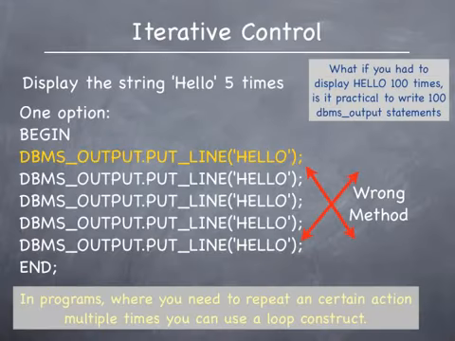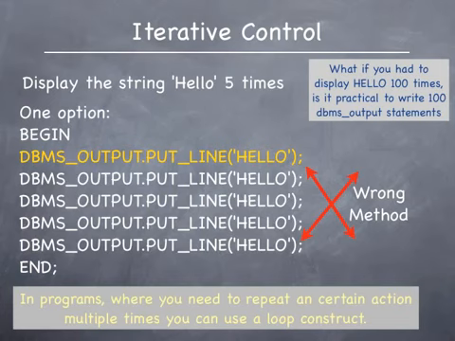Suppose you were to display the word hello on the screen 5 times. One option would be to write within the body of the program 5 DBMS_OUTPUT.PUT_LINE statements that will all output the same string, which is hello, on the screen. Although this is one option, it's not a very practical option. What if you had to display the word hello 100 times?